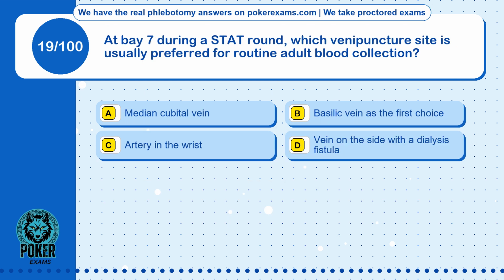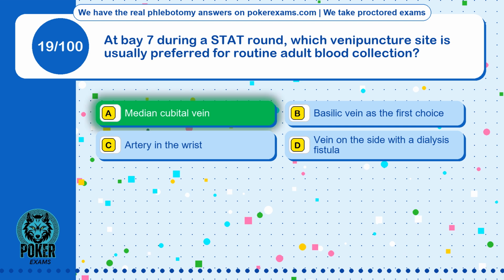Question 19. At Bay 7 during a stat round, which venipuncture site is usually preferred for routine adult blood collection? Option A, median cubital vein. Option B, basilic vein as the first choice. Option C, artery in the wrist. Option D, vein on the side with a dialysis fistula.